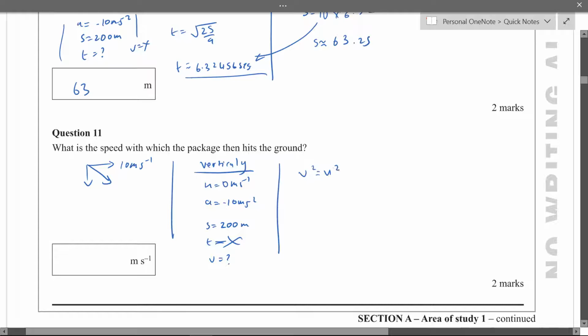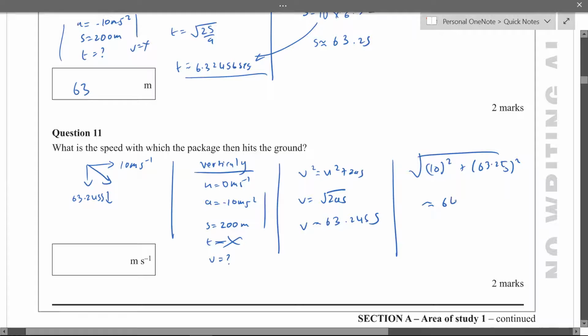That's v squared equals u squared plus 2as. If you sub these in, v is 63.2455. So this speed is 63.2455 down. Then to find the speed, you have to take the magnitude of the vertical and the horizontal components. So I got 64.03, so I just wrote 64.